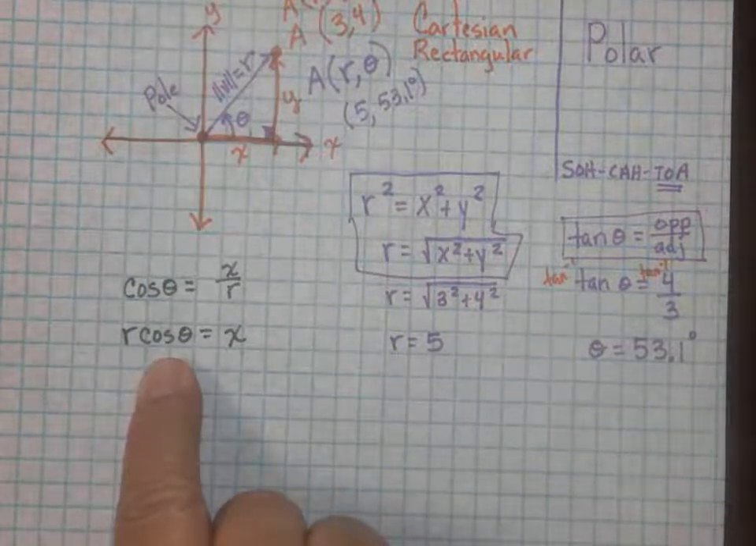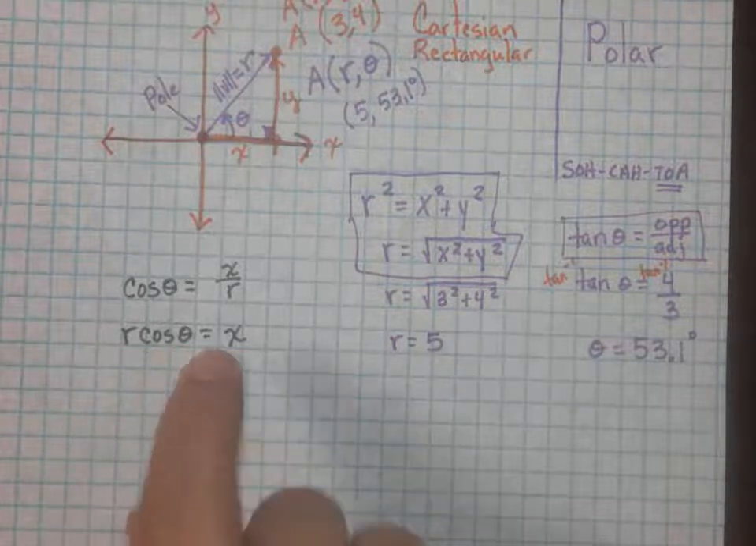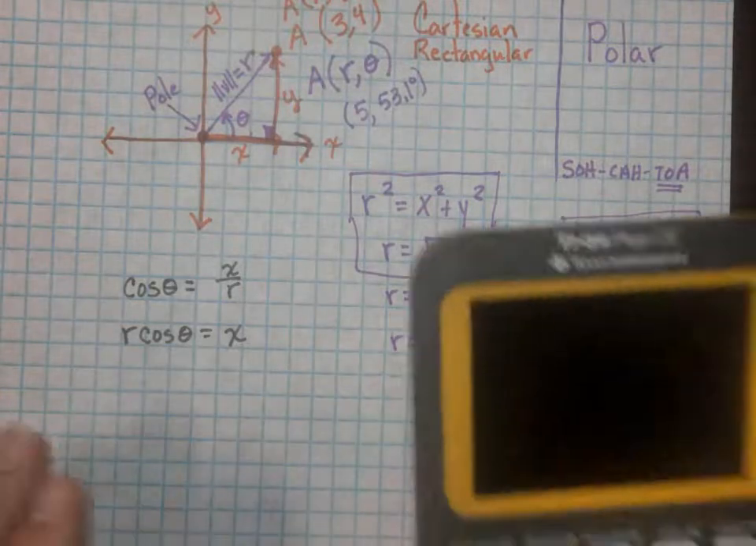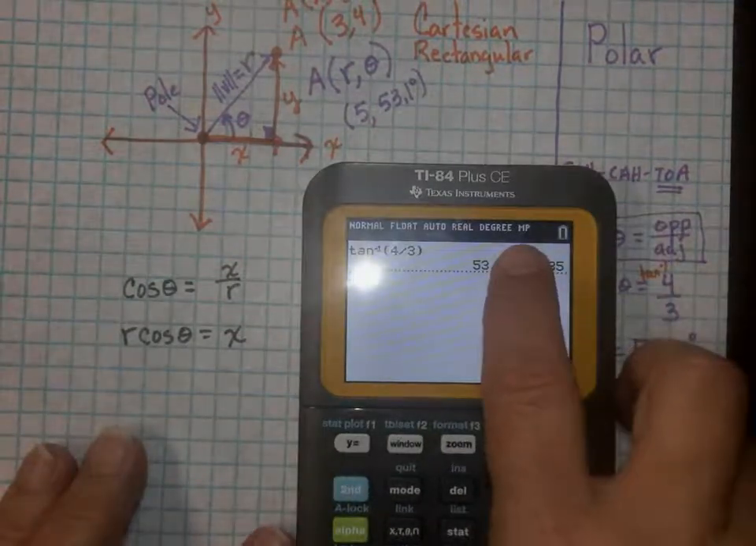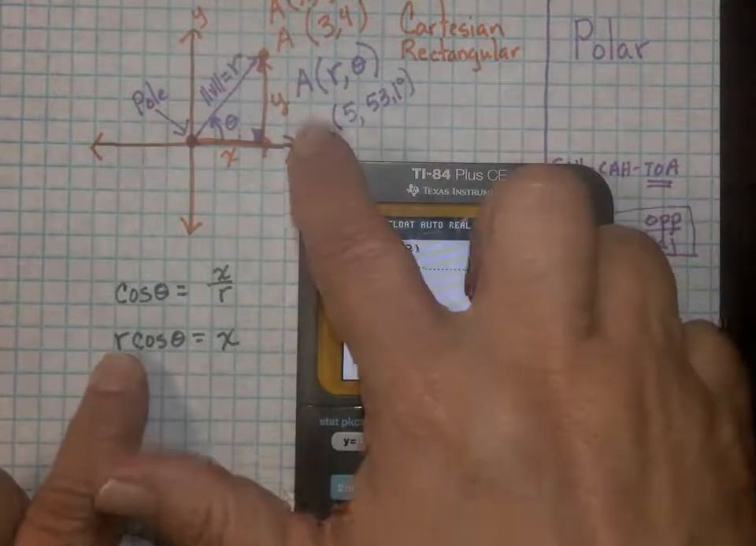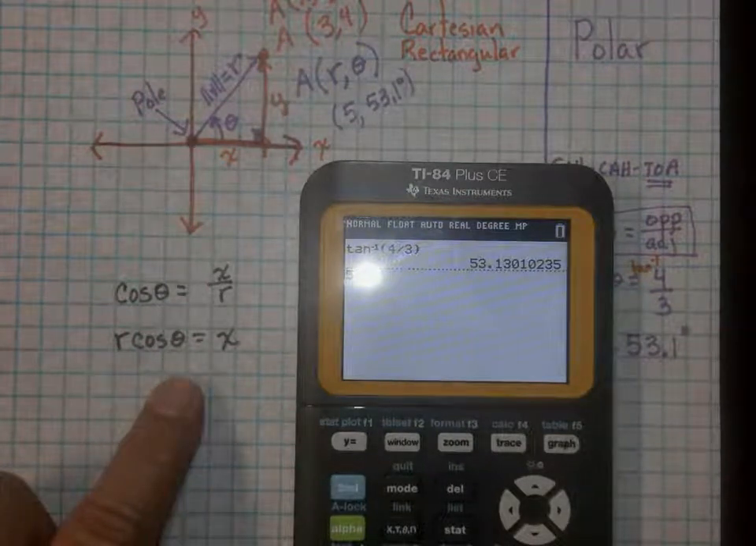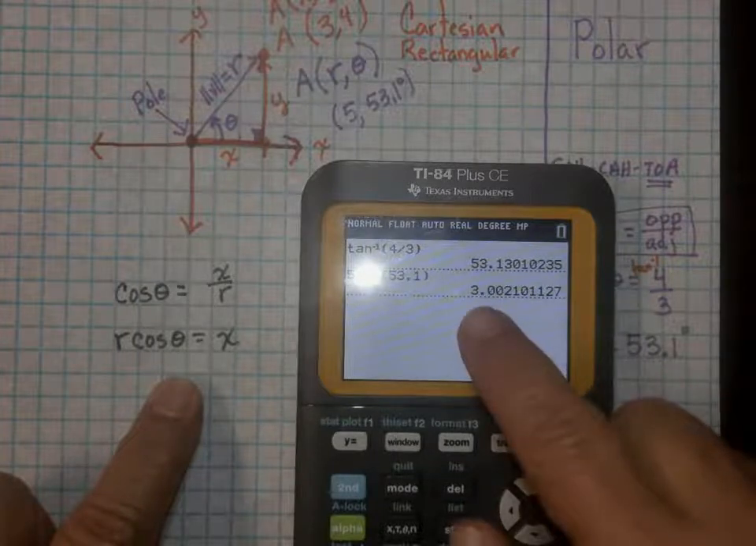So if I were starting with a polar coordinate, I could plug in my r and my theta and get to x. Let's just test it with the one we just did. I want to make sure that we're in degrees. So if r is 5, and I multiply by the cosine of 53.1 degrees, there's 3. That's my x value.